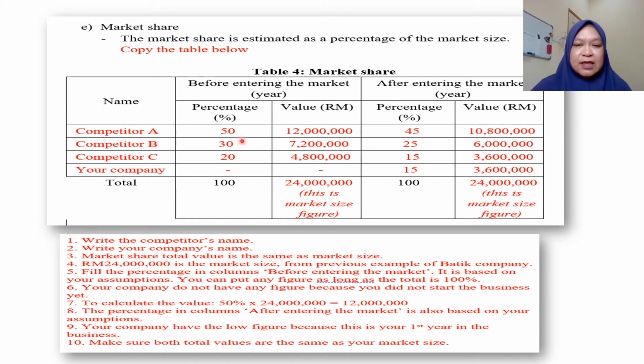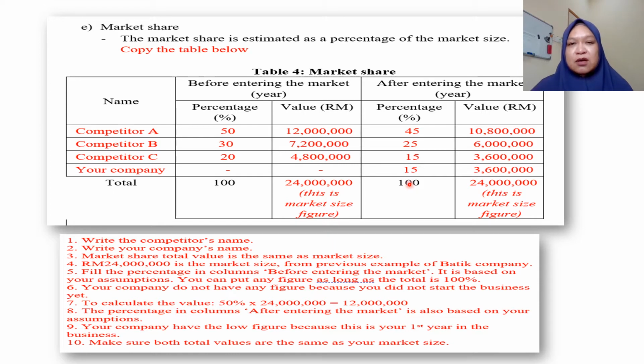And then how to get the value here? You take 50% times 24 million, equals 12 million. 30% times the 24 million, and so on. After that you complete the after entering the market share, I mean when you start your business. Basically when there is a newcomer in the market, it will affect a little bit the sales of other competitors. So maybe for competitor A, instead of 50% before, since you entered the market, it dropped to 45%. B 25%, C 15%, and your company 15%.